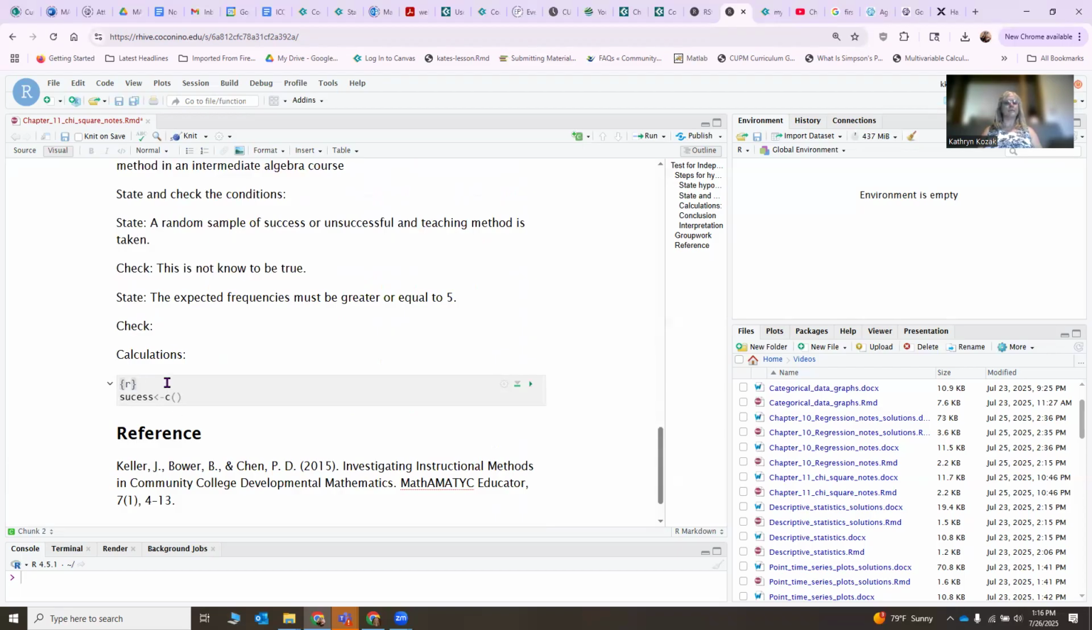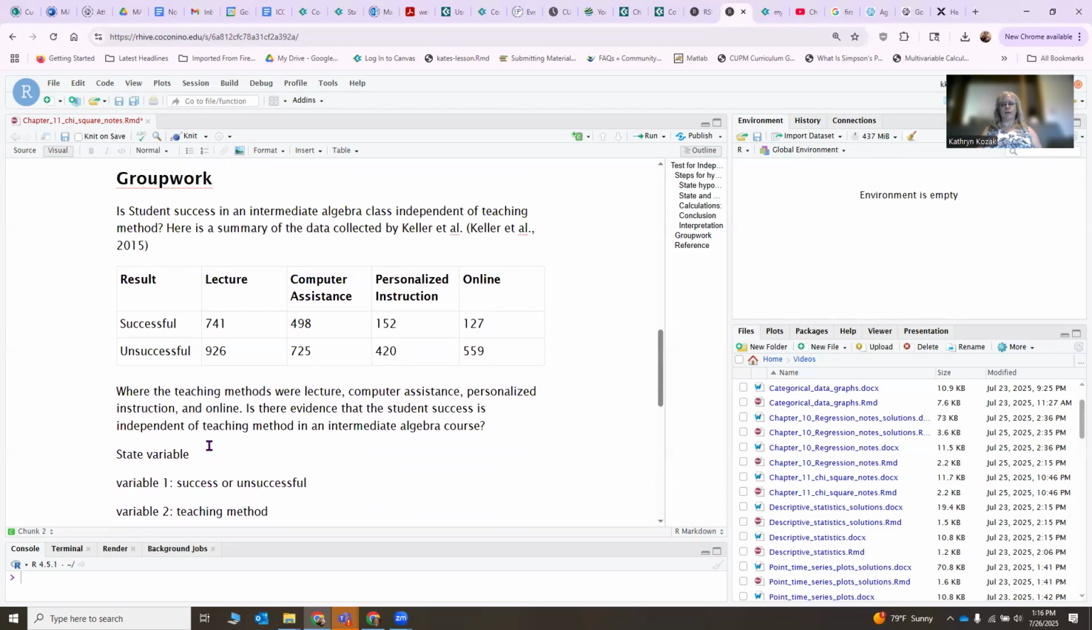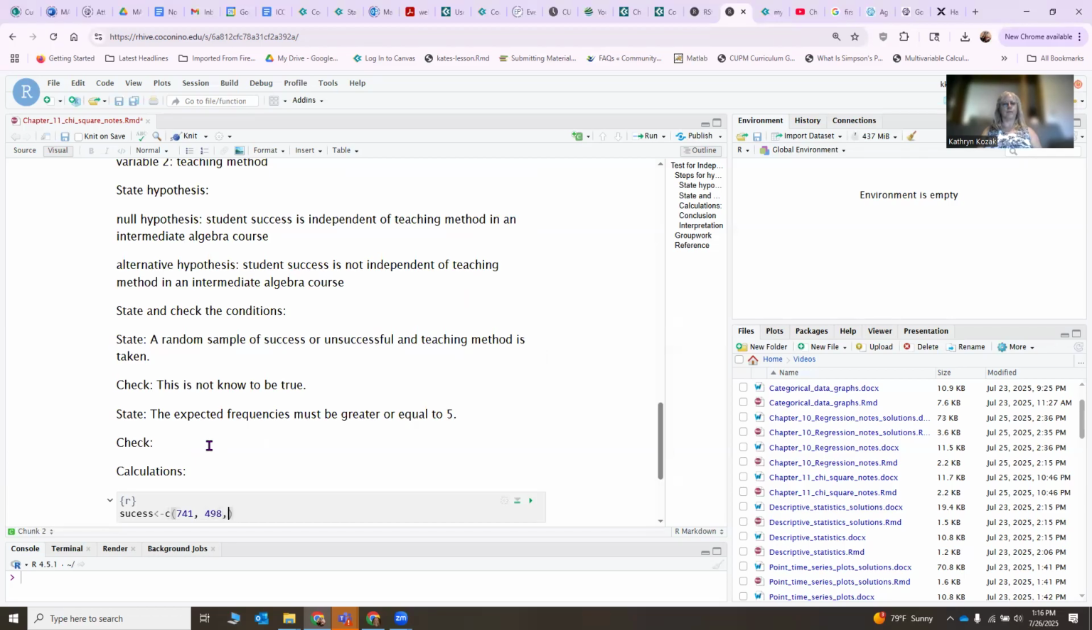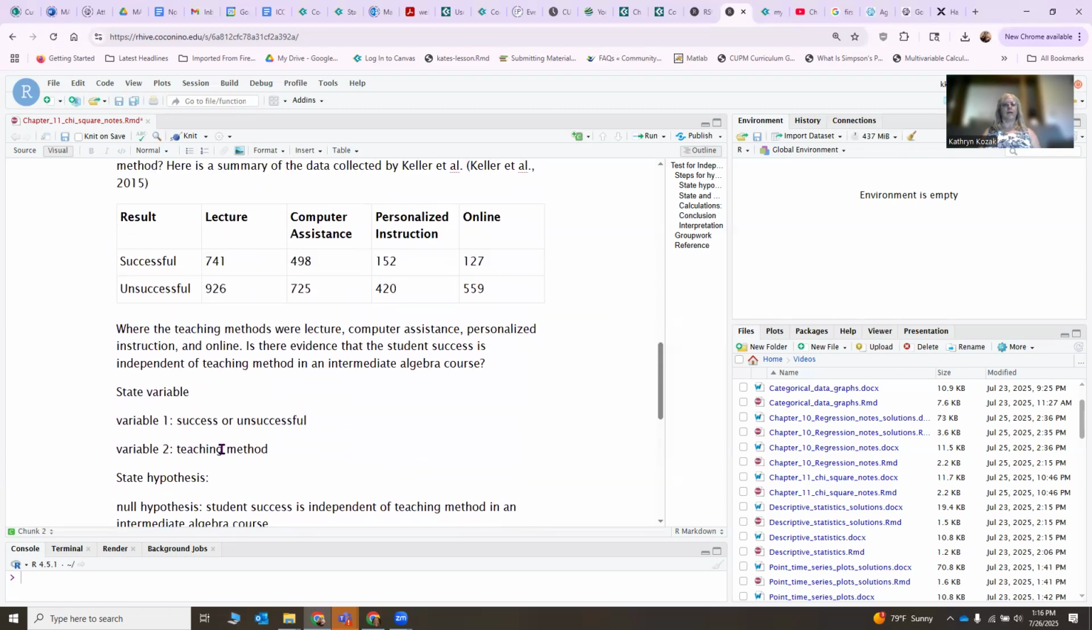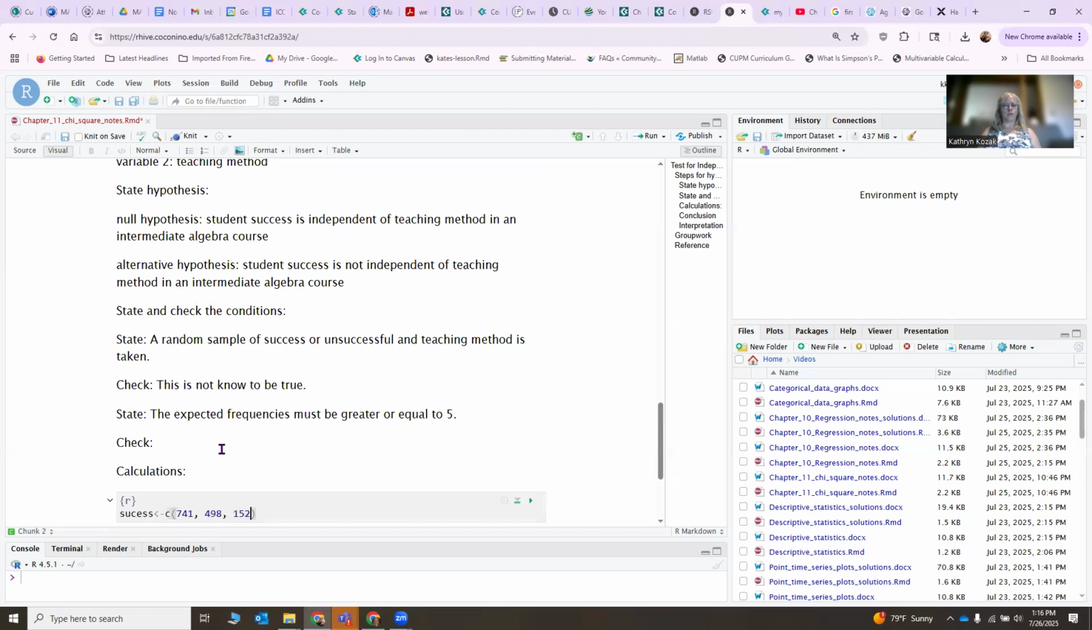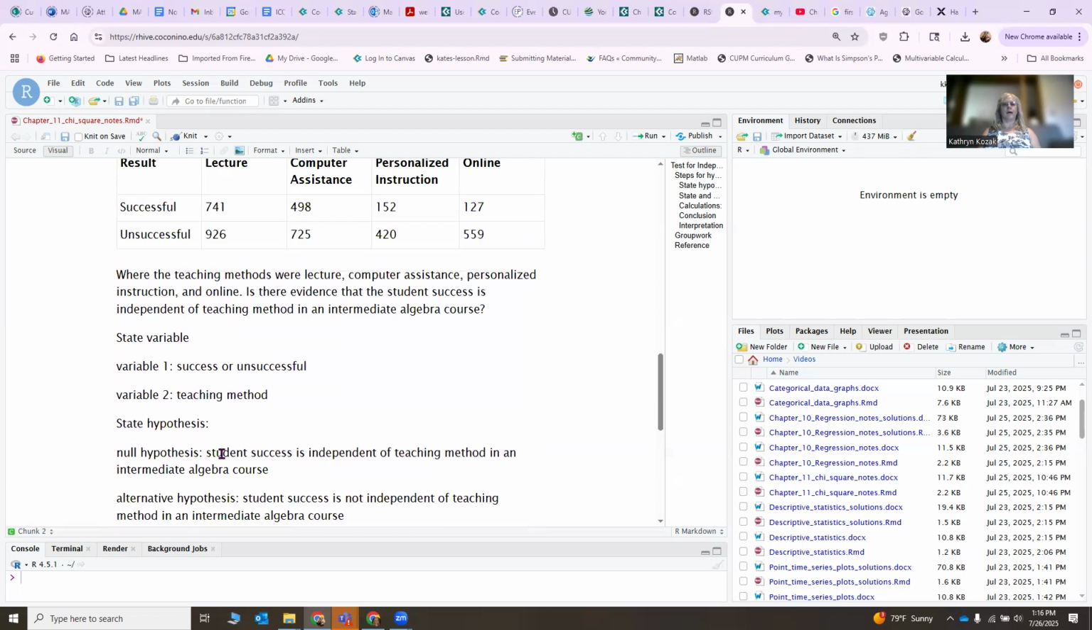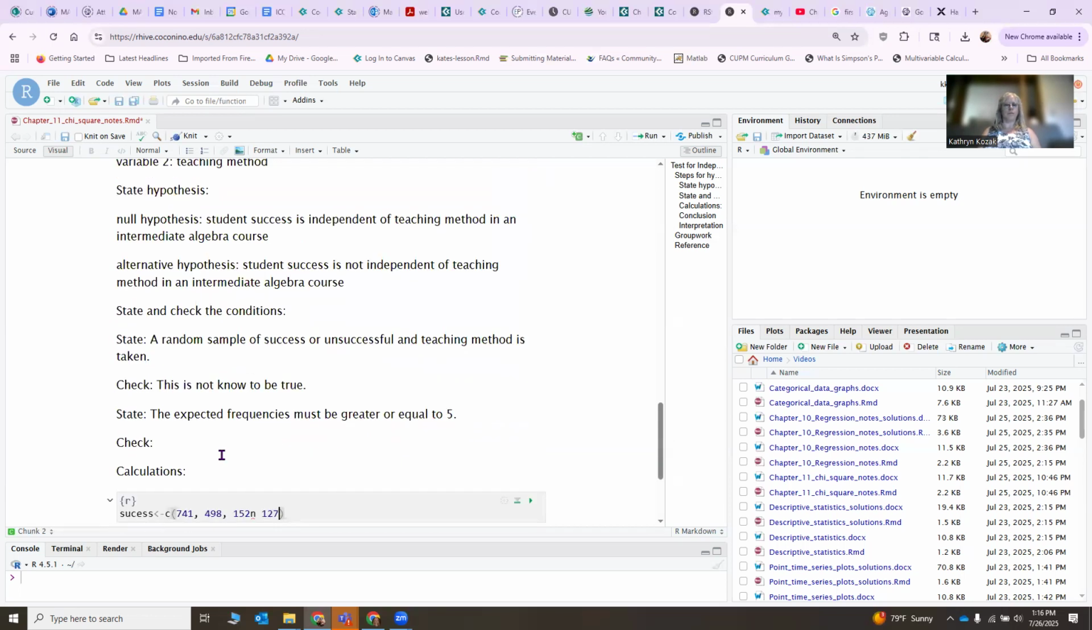Oh, I know why. My numlock isn't working anymore. That's why. Okay. I hate when I don't notice it. Okay, 498. That was what the problem was. 152. And 127. It looks like I accidentally typed an N instead of a comma.